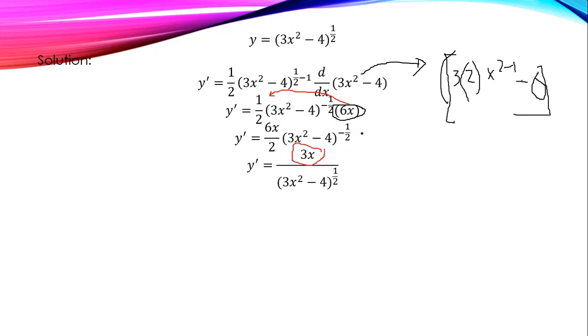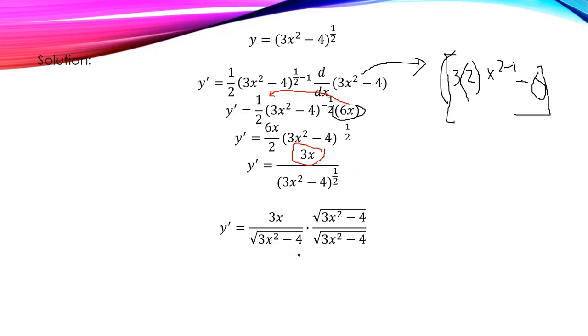And we should know that for a negative exponent, itong negative 1/2, para maging positive yan, magre-reciprocal siya. Or in other words, bababa siya, mapupunta siya sa denominator. So yung 2 wala na siya kasi nga yung 6 dinivide na natin sa 2. Kaya naging 3x na dito. And then after that, remember that for the fractional exponent, yung mga exponents natin na fraction, the numerator is the exponent of the radicand and the denominator is the index of the radicand, the radical symbol. Kaya magiging square root of 3x squared minus 4 siya.